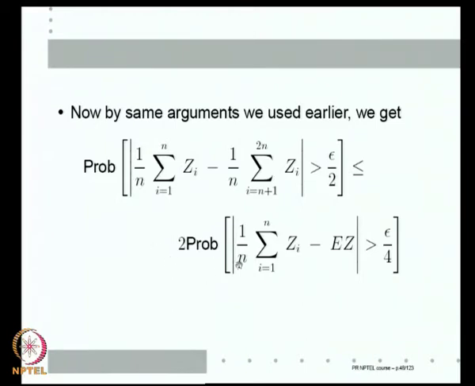So, twice the probability that both of them are greater than epsilon by 4 is a bound for the probability that this is greater than epsilon by 2, right. The actual nitty-gritty of this argument we have seen in the last class. So, as I told you, we will use this argument again and again. As I said, actually this 2 is not needed really.